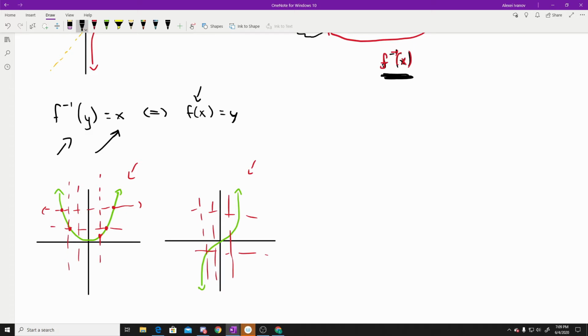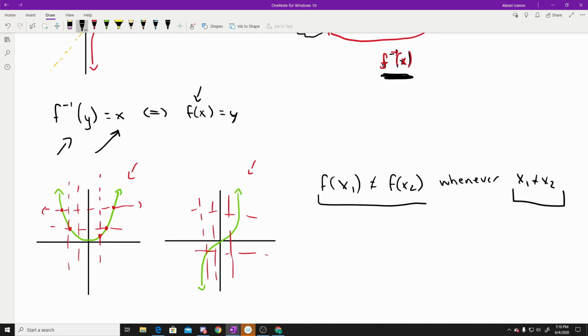Now, a more formal definition would be that f of x1 does not equal f of x2 whenever x1 is not equal to x2. What this definition basically means is that if we take any two x coordinates and they are different, their y values should also be different. So this is a more formal definition, but essentially you would be able to determine whether a function has an inverse or not based on whether it passes the horizontal and vertical line tests.